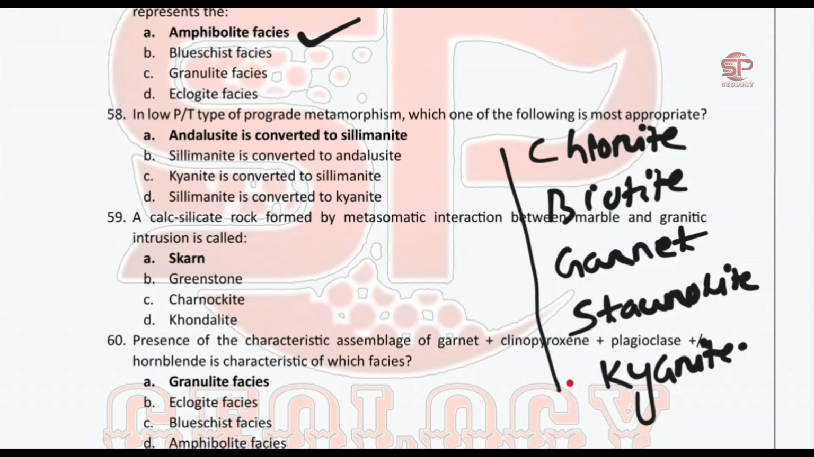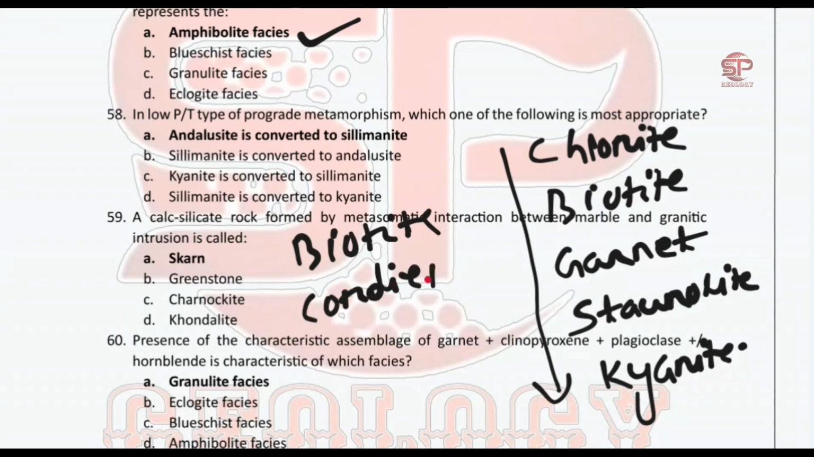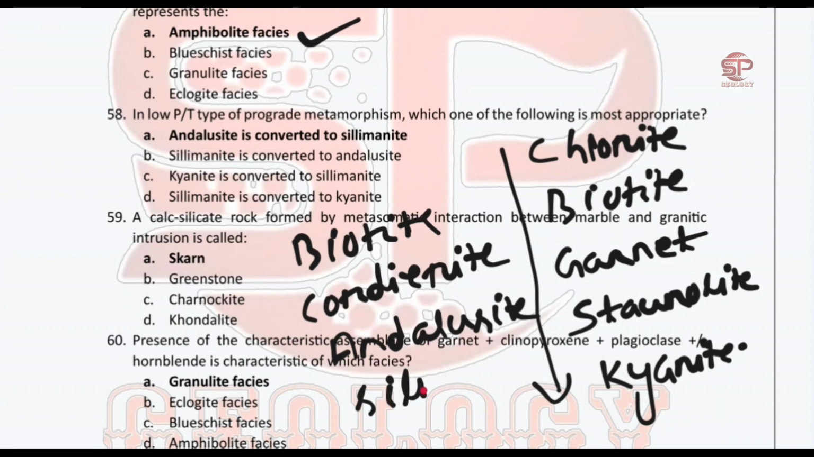So it is the case of medium pressure and temperature condition, the Barrovian in a regional metamorphic condition. In low pressure we have the Buchan zone. In the Buchan zone you have biotite, cordierite, andalusite, sillimanite.